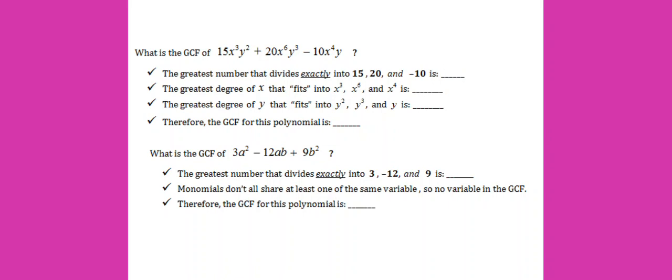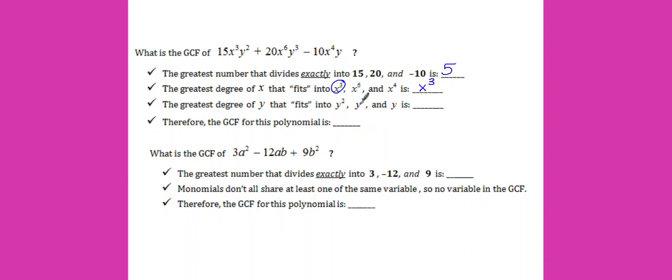The greatest number that divides exactly into 15, 20, and negative 10 would be 5. The greatest degree, or exponent, of x that fits into x cubed, x to the 6th, and x to the 4th would be x cubed. Think about it this way. This guy has $3, this guy has $6, and this guy has $4. If they're all going to give the same amount, they can only all give $3 because this guy won't have anything else to give. We can use the same idea with the y's.